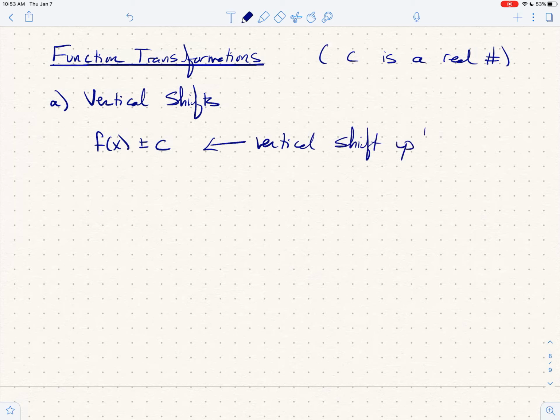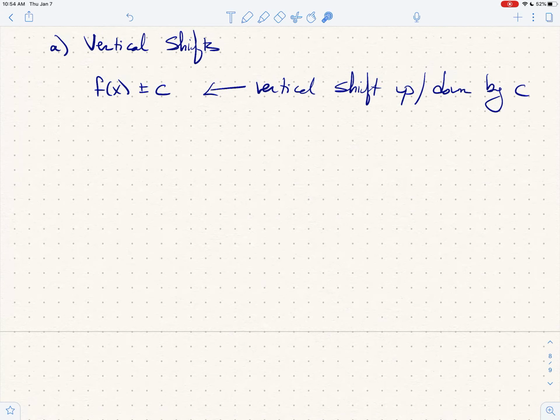up or down by c. I'm being redundant because vertical, up and down, whatever. But the point is, we can do an example. So I'll just do a quick example of each one of these.